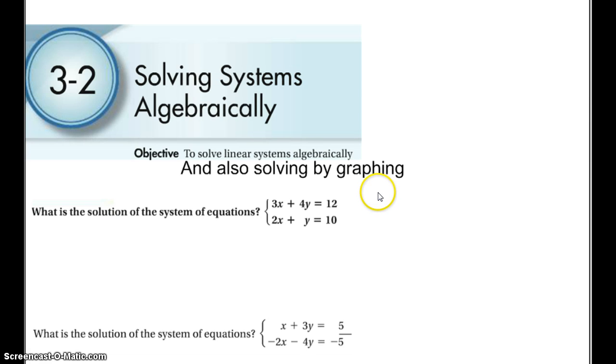Okay, folks, we're going to talk a little bit about solving systems, not so much algebraically, but we're actually going to be talking more about how to graph these and solve, similar to what we've done before in the previous section. So let's take a look again at the idea of graphing these to solve these systems.